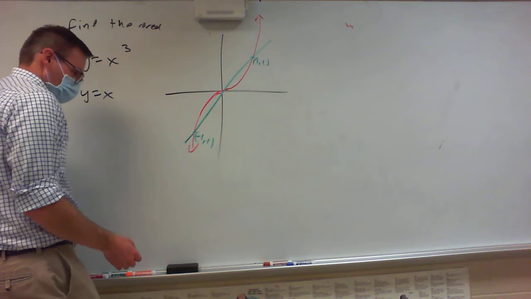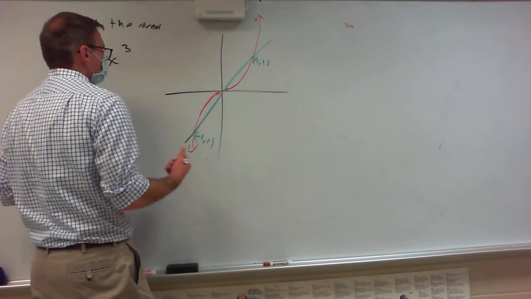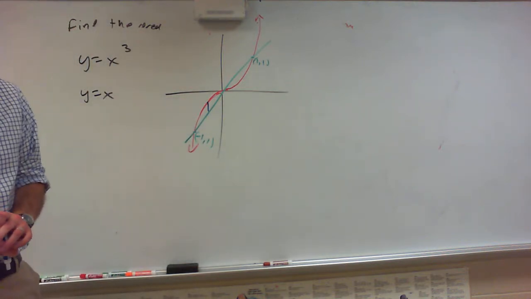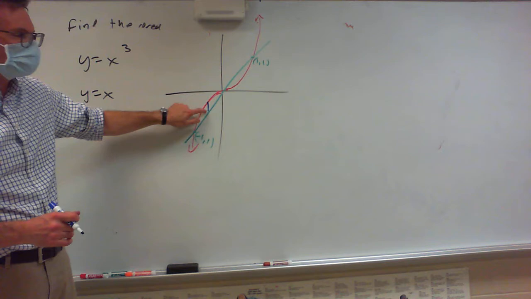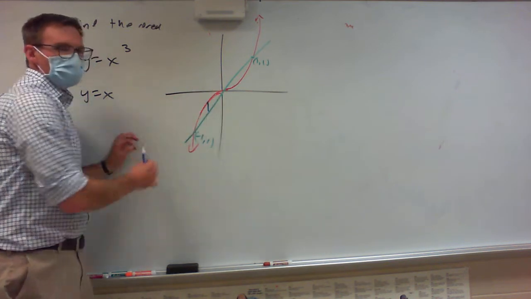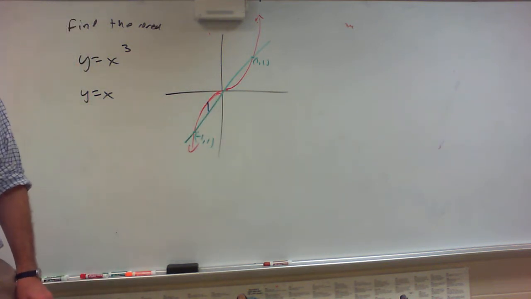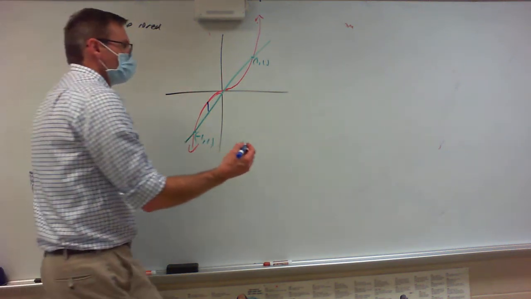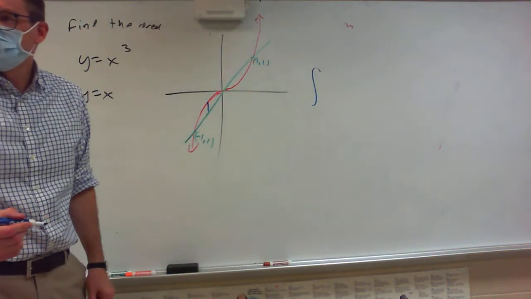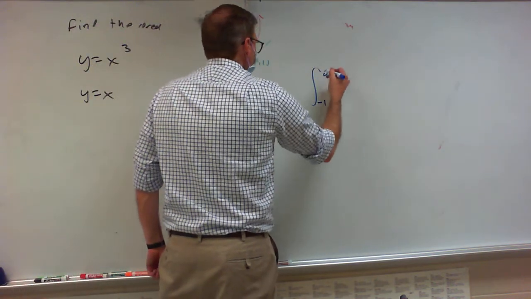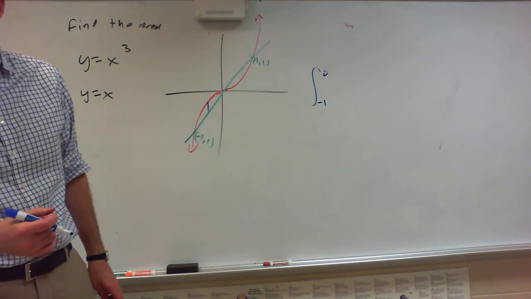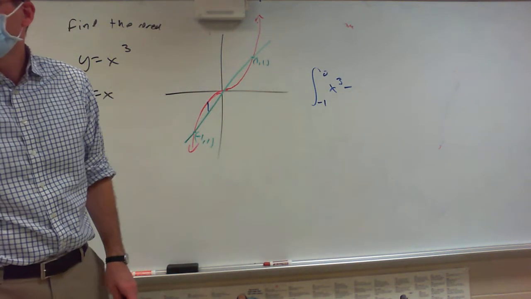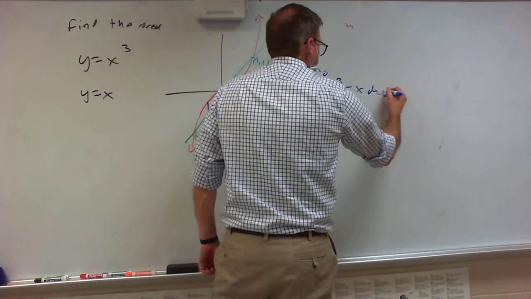So when I draw my rectangles, here, let me draw this one. If I set up this integral, how would I find the area that's generated by that blue rectangle? Where am I setting my integral up from? Where does it start? It goes from where to where? It's going to go from -1 to 0. And what's your top function? The x cubed. What's your bottom function? X. All right.